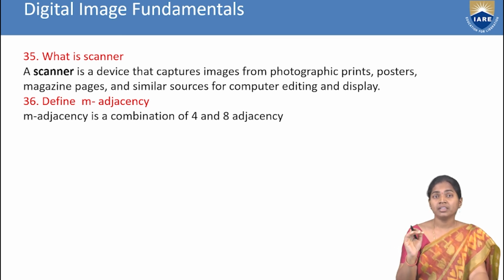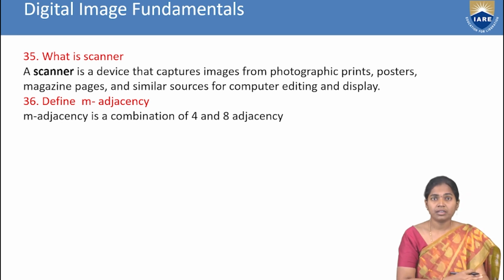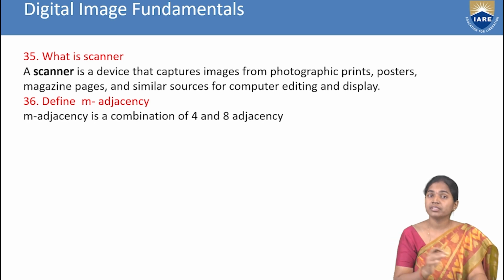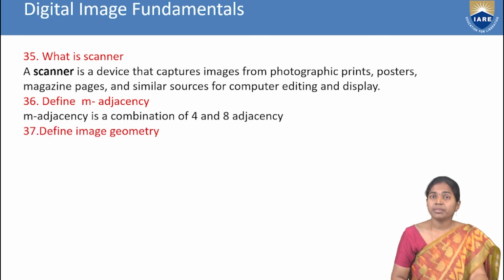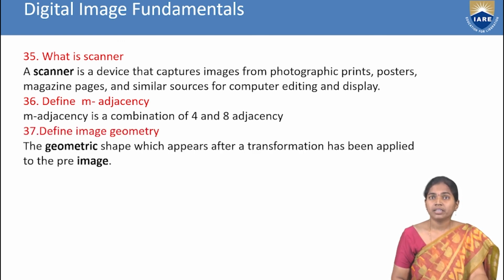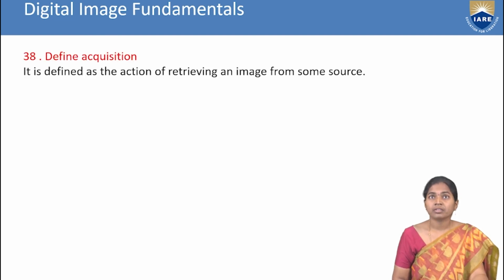But in M adjacency, when we go for some problems, we need to travel from point P to point Q. We need to choose any one path. But with 8 adjacency, we will get multiple paths. To overcome this conflict, we can go for M adjacency. So image geometry: the shape which appears after a transformation has been applied to the pre-image. And acquisition is retrieving an image from some source.